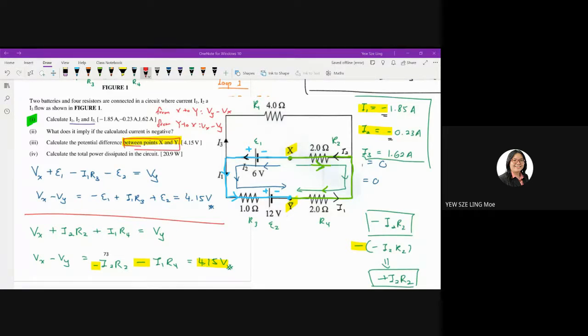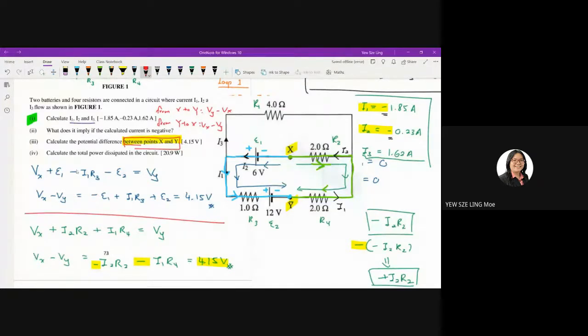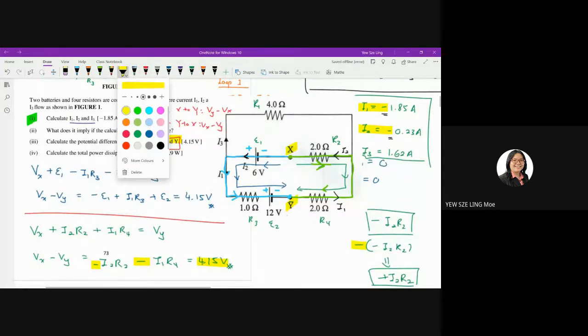Okay, so I hope you can understand questions 1, 2, 3. Basically, these questions cover everything that we have learned in chapter 3, subtopic 3.6. Now the last question is quite interesting as well. Why? Because it's asking for total power dissipated, total power loss.